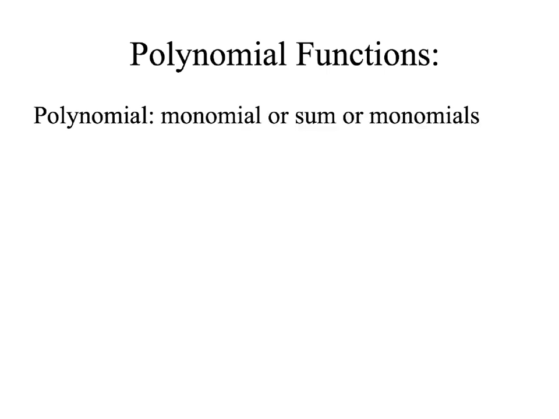Some of this might be a review, but we want to make sure that we're clear about all these terms and ideas. So a polynomial is a monomial or a sum of monomials. So that's not very clear.